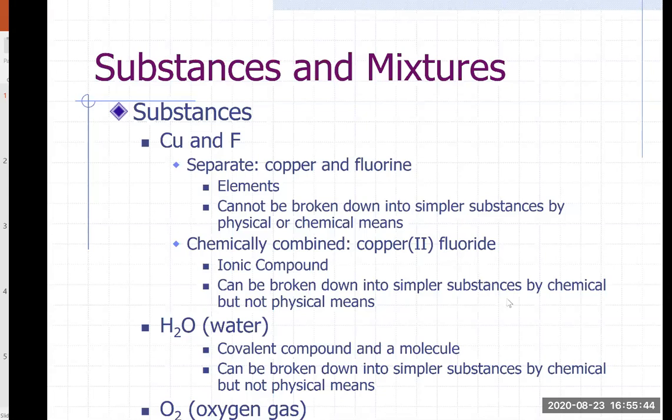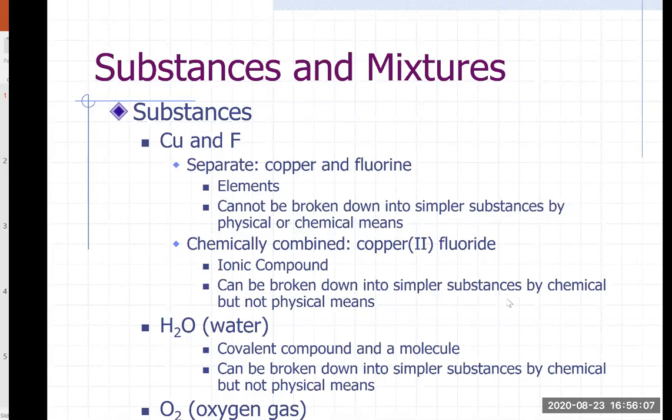Water can be broken down into simpler substances by chemical means, but not physical means. So it would take chemical means to separate the hydrogens from the oxygens in water. It would take a chemical reaction to separate the copper from the fluoride in copper(II) fluoride.